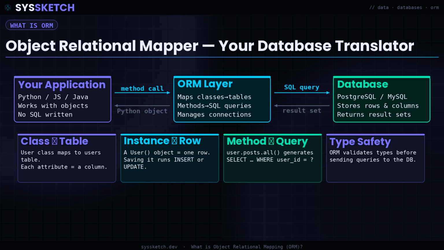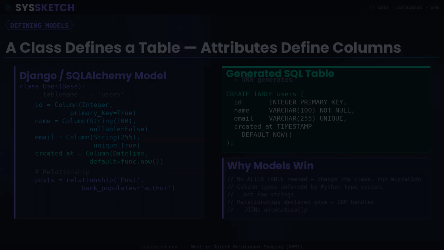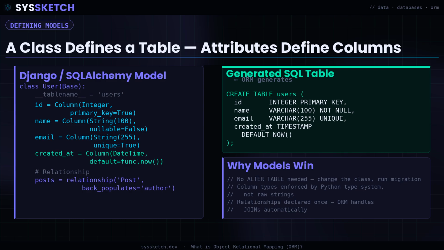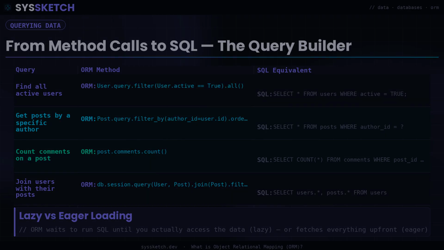The foundation of any ORM is the model class. You write a Python or Java or TypeScript class that inherits from a base class provided by the ORM. Each attribute you declare becomes a column in the database table. You specify the data type, constraints like nullable or unique, and default values. The ORM reads these declarations and knows exactly how to create the schema. When you run a migration command, the ORM generates the create table statement for you. Change the class, regenerate the migration, and the schema updates accordingly.